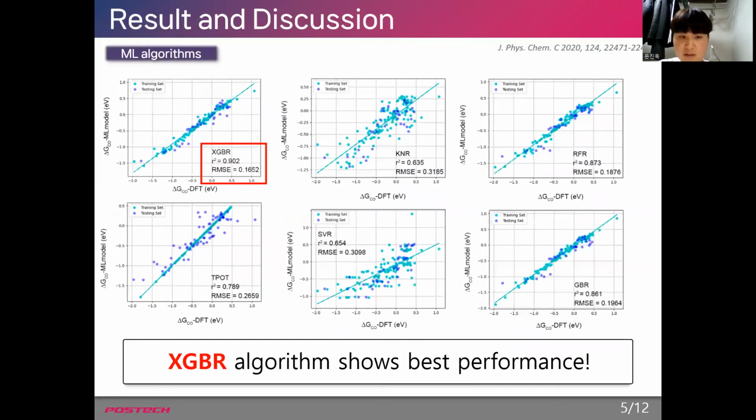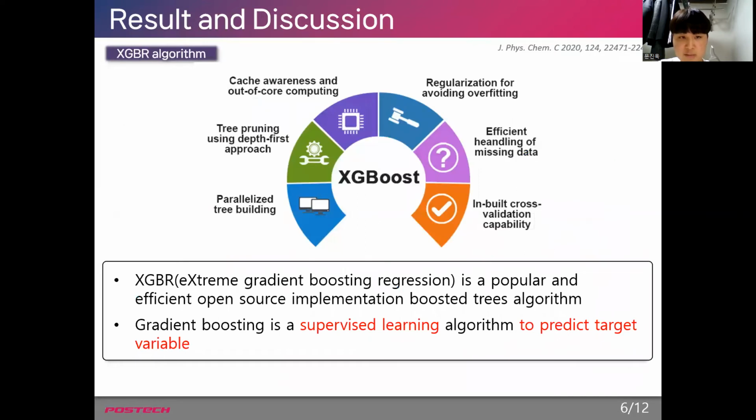In this study, 6 ML algorithms were implemented. As a result, the XGBoost algorithm showed the best performance. The XGBoost algorithm has various advantages as shown in the figure above and is a popular and efficient open-source implementation of the gradient boosted tree algorithm. The gradient boosting method is a supervised learning algorithm that predicts the target variable.